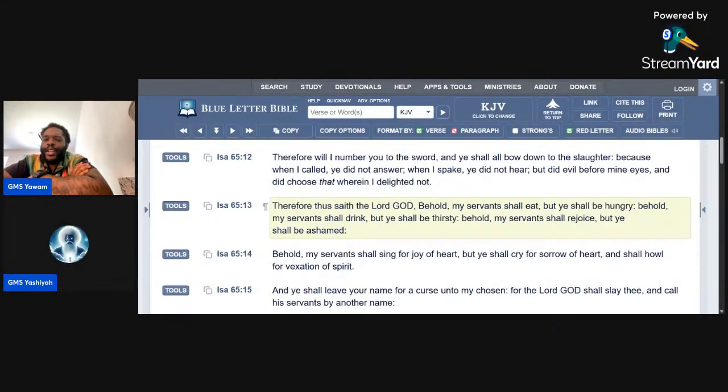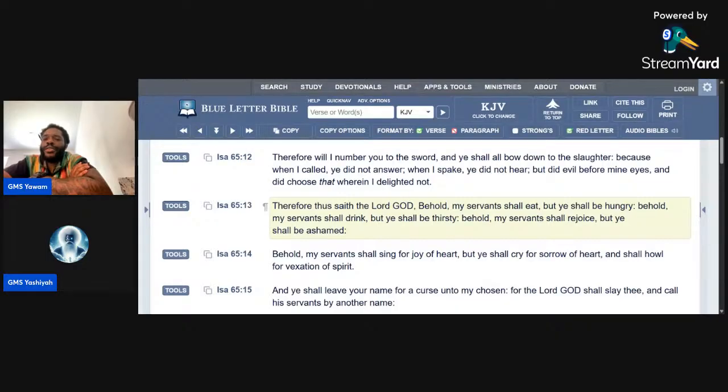But he says, "Therefore thus saith the Lord God, behold, my servant shall eat, but ye shall be hungry. Behold," and even now, there are a lot of people out here starving, and we're getting a glimpse of the Lord essentially taking care of the hopeful elect. But it says, "Behold, my servant shall eat, but ye shall be hungry. Behold, my servant shall drink, but ye shall be thirsty. Behold, my servant shall rejoice, but ye shall be ashamed.